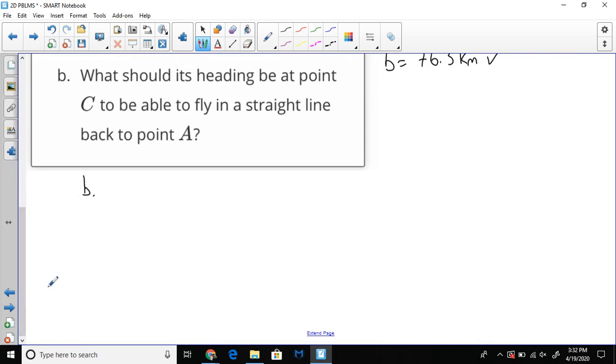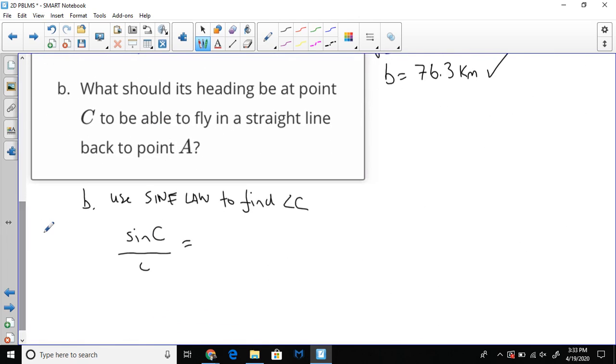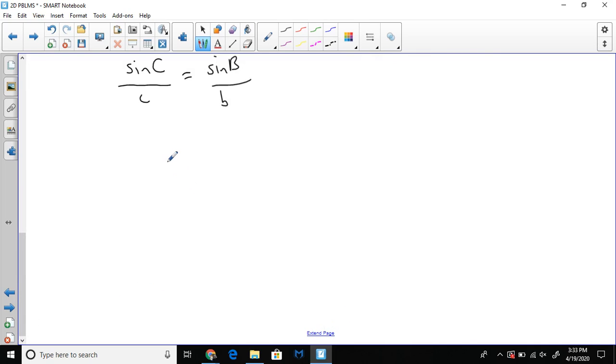So for part B, we are going to use the sine law to find angle C. So we have sine of C over little c equals, and now let's scroll up. What do I know? I just found side B and I know angle B. So that's the other ratio I'm going to use to complete this one: sine B over little b. And then I'm going to plug in everything we know.